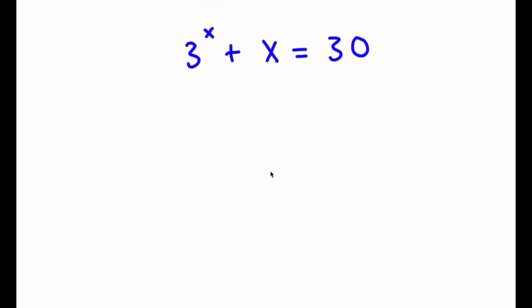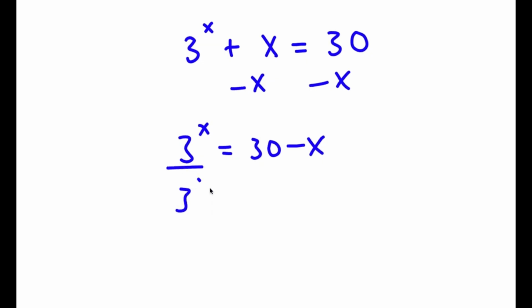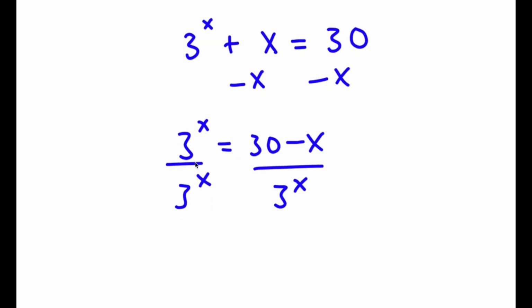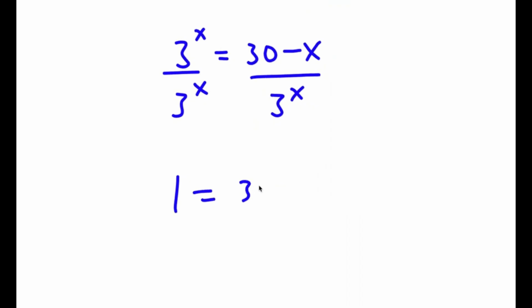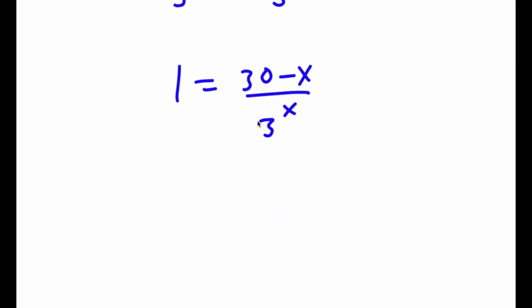Alright, so in this problem, I have 3 to the power of x plus x equals 30. So the first thing I'm going to do is subtract x on both sides. So now I have 3 to the power of x is equal to 30 minus x. Now I'm going to divide both sides by 3 to the power of x. So now I have 1 is equal to (30 minus x) over 3 to the power of x. Now I can also rewrite this as (30 minus x) times 3 to the power of negative x.